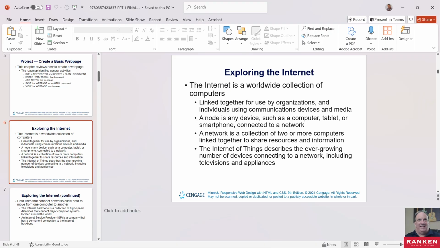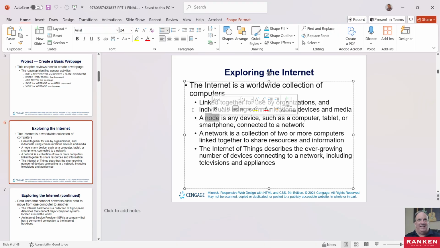So when you hear the word node, okay, a node is any device. A node could be a computer, a tablet, a smartphone. It could be some kind of a sensor that's on the network. They have a lot of, like, water treatment plants or different things like that. They have sensors, right? Sensors can also be a node. Anything that can be connected to the internet is a node.